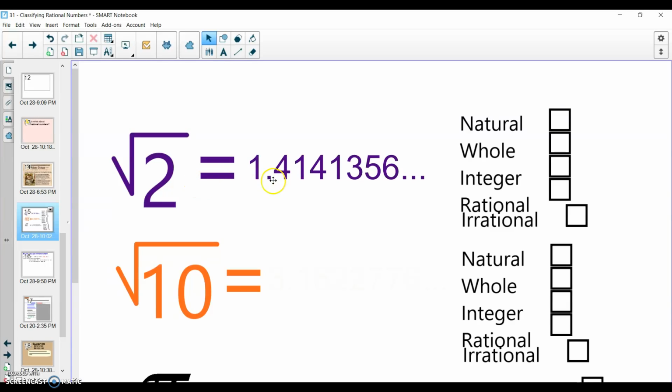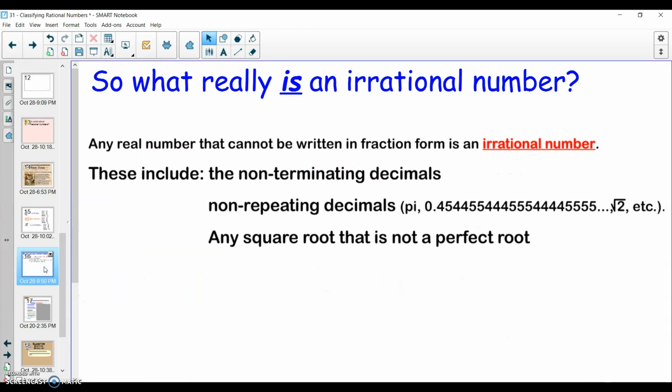Plus, if I go with my calculator, the square root of 2 is like 1.414136, and it goes on and on and on, but it never stops. And then the square root of 10 is 3.16, and so on. So bottom line, an irrational number is anything that doesn't stop and doesn't repeat, or is a square root of a non-perfect square. Not just and, but or. It's any square root that's not a perfect root.